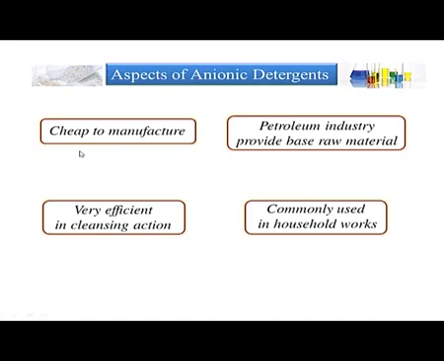As we just saw, if you are talking about natural fatty acids, you just reduce them to an alcohol, and that alcohol can be sulfonated, and that can provide you an anionic detergent. So, they are cheap to manufacture. Second, the petroleum industry provides a lot of raw materials for this, as we saw in the previous examples. They are very efficient in cleansing action, and they are commonly used in household work.